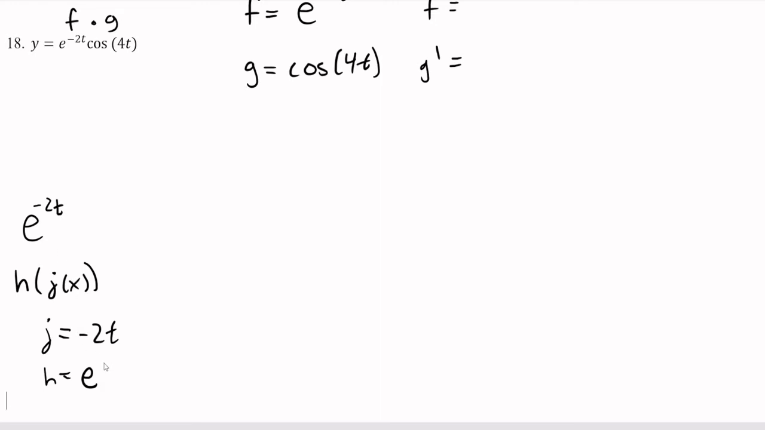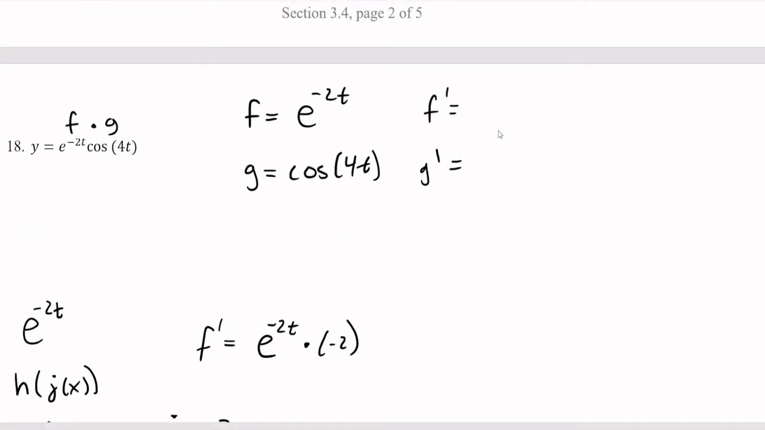Or in this case, we could just use t here, e to the t. Okay, so then j prime is negative 2, h prime is e to the t, and so the derivative of this, what we were calling f, so then f prime is going to be equal to, well, the derivative of this outside function is e to the t, but wait, don't put t in, you got to put this inside one back, times the derivative of the inside, negative 2. So there you go. We got our f prime by doing chain rule.